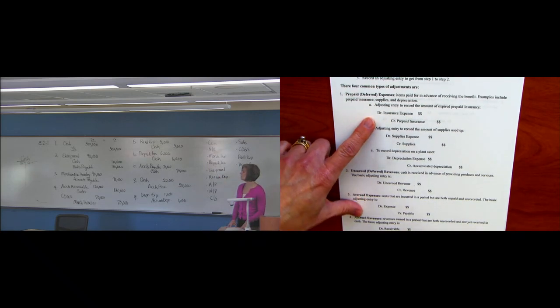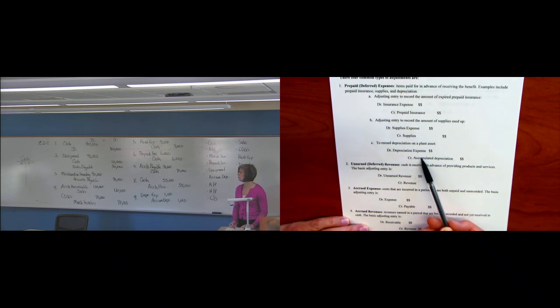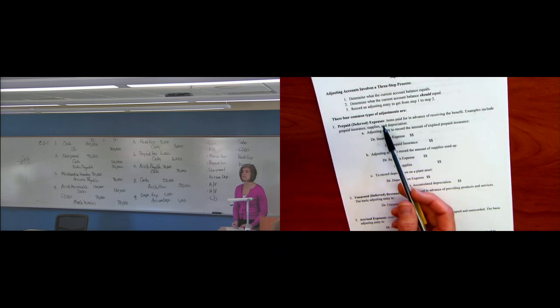So we have insurance, when insurance expires. We have when supplies get used up. Here's depreciation. And that's our first category, which is prepaid expenses.